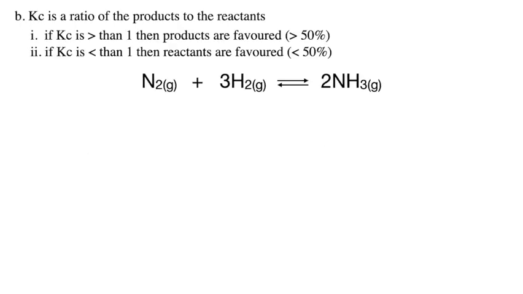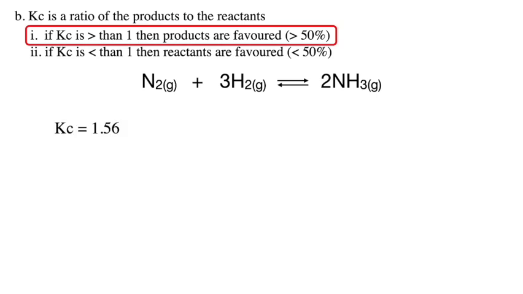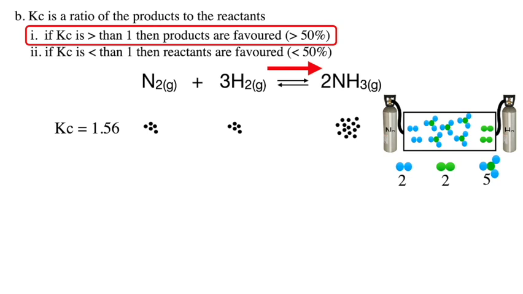A couple other things. If Kc is greater than 1, products are favored. So if Kc is 1.56, greater than 1, that means products are favored. It just means the concentration of my numerator is greater than the concentration of my denominator. Okay? So products are in greater concentration. This equation favors products. Okay? So if you take a look, 5 is greater than the other ones, which are 2.